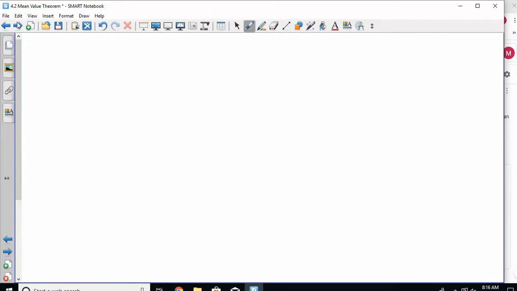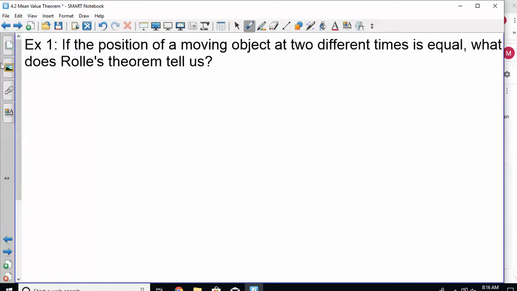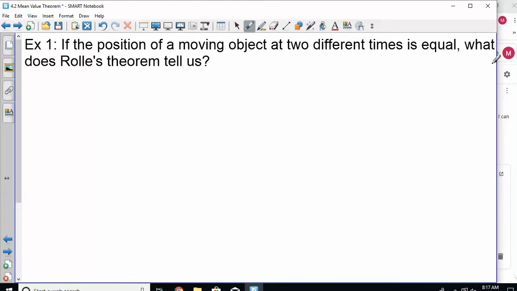So, let's look at an example. If the position of a moving object at two different times is equal, what does Rolle's theorem tell us? Okay, so you're taking an object and your position at two different times is equal. So it might be a car that's driving, starts and ends at the same spot. It might be, I throw a ball, it starts and ends at the same spot.